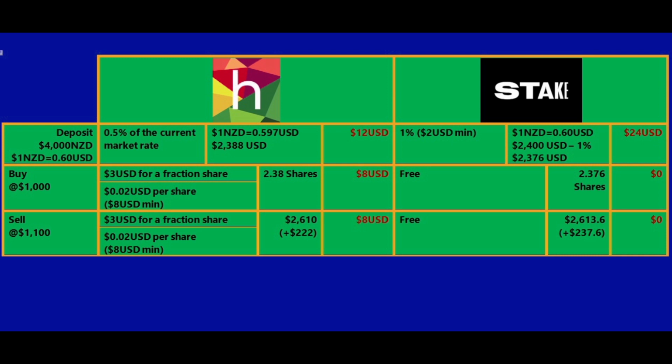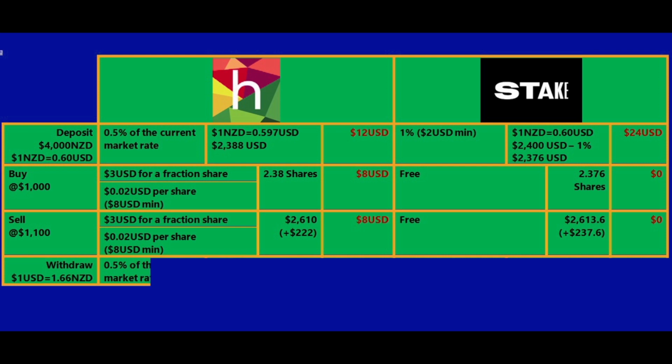So you made a little bit more profit with Stake due to the absence of transaction fees. But our fee structure journey isn't finished yet. So let's say you decided to withdraw your money into your New Zealand bank account so you can enjoy your profit. And let's say at the time of the withdrawal, the market exchange rate is the same as what it was when you deposited the money. So the Kiwi dollar held its position against the US dollar, and that would mean $1 is equal to $1.66 in New Zealand. Now, with Hedge, same as when you deposit, when you withdraw, they will convert your money at 0.5% less than the market rate.